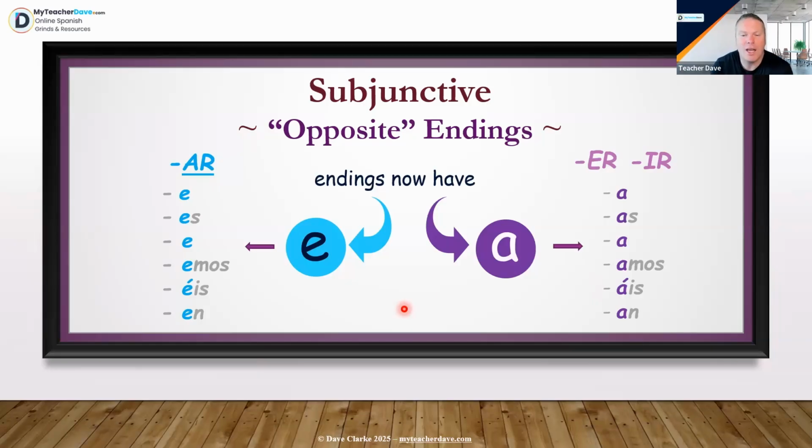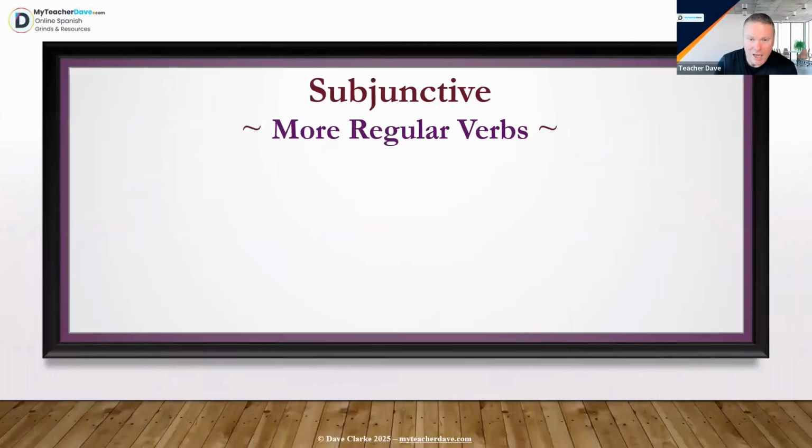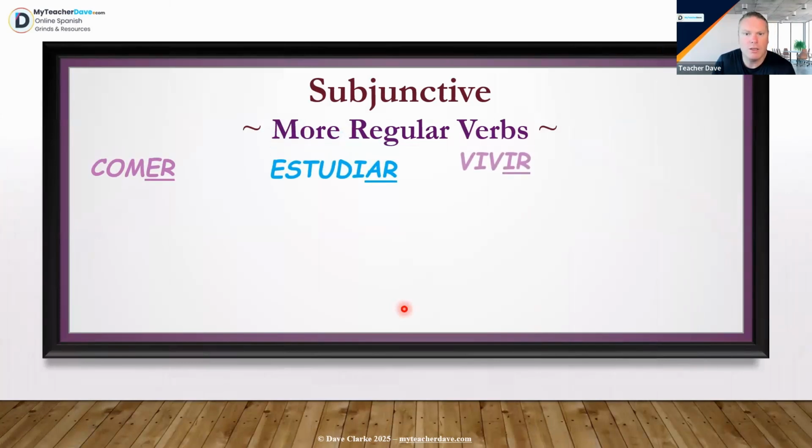Muy bien, estudiantes. Vamos a ver más ejemplos de estos verbos. So we're going to see more examples of these verbs. Again, we're talking about 100% regular verbs. We have comer, the verb to eat, estudiar, the verb to study, vivir, the verb to live, and comprar, the verb to buy.